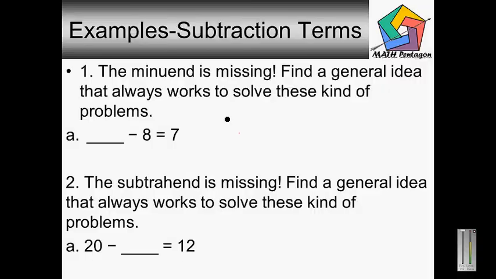Okay, let's do a few examples on subtraction terms where the minuend is missing. Find a general idea that always works to solve these kinds of problems. So we have blank minus 8 equals 7. How do I get that answer 7? What makes it that answer 7?